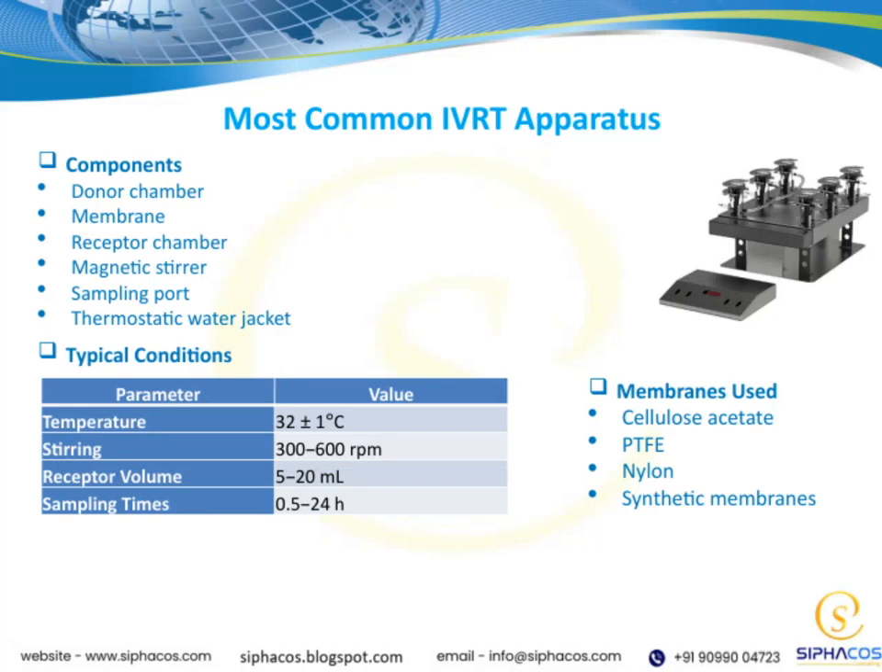Let's take a closer look at the membranes we use in this process. Cellulose acetate, PTFE, nylon, and other synthetic membranes each play a role. The conditions are carefully controlled. Temperature stays around 32 degrees Celsius, with stirring between 300 and 600 RPM. We work with receptor volumes from 5 to 20 milliliters, and sampling happens anywhere from half an hour up to 24 hours. The typical setup includes a donor chamber, the membrane itself, a receptor chamber, plus a magnetic stirrer, sampling port, and a thermostatic water jacket to keep everything stable.